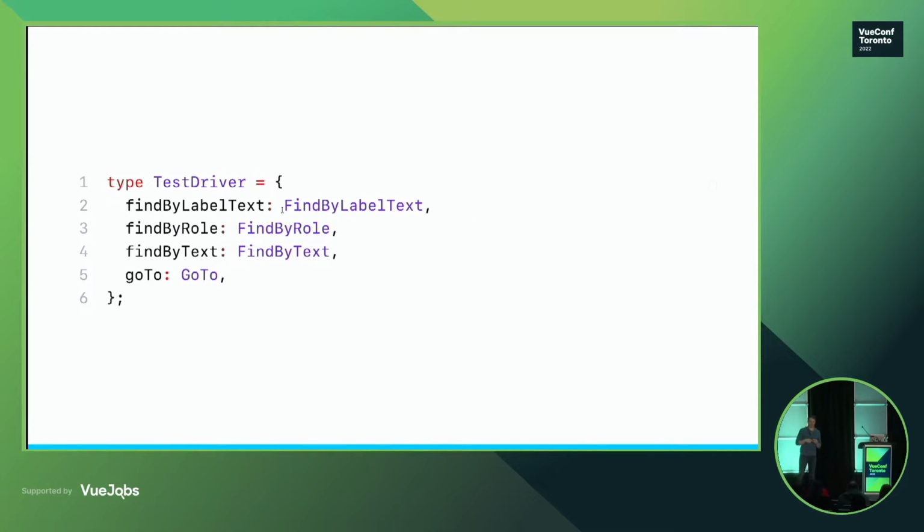So here we can see a driver interface. The bridge is a test driver in our case. And the test driver specifies the methods we saw in the previous tests. We have a find by label text method, we have a find by role method, we have a find by text method, and we have a go-to method, which will be the most interesting one, I guess.